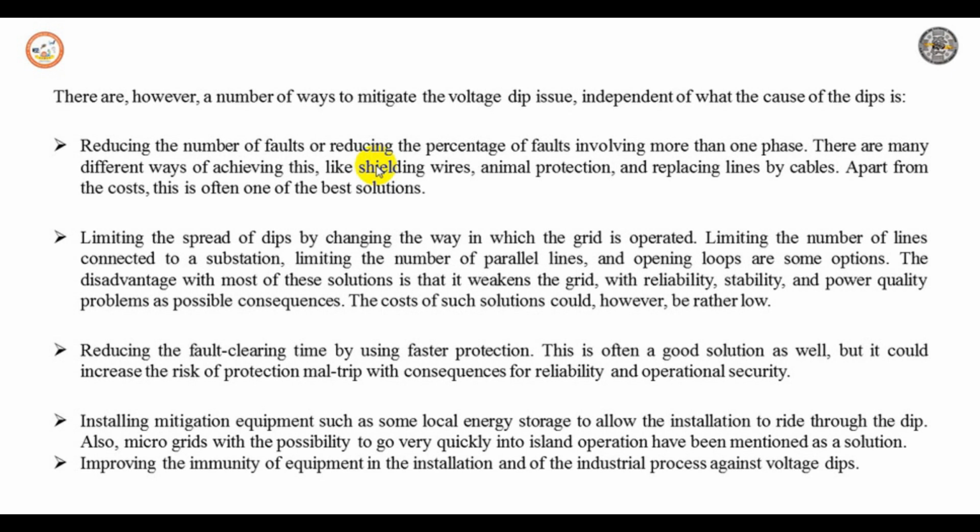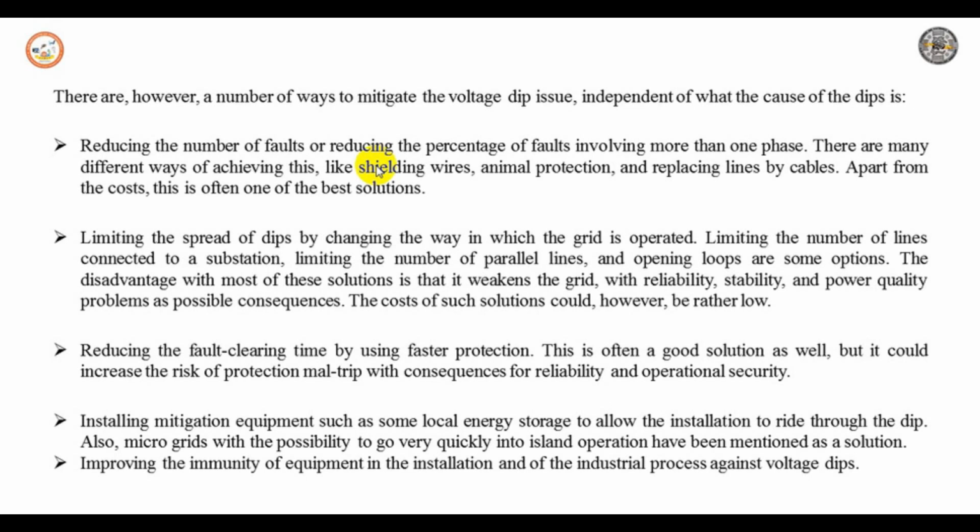The disadvantage with most of these solutions is that the grid will become weaker. The reliability and stability of power quality cause some problems regarding this. The cost of such solutions could, however, be low. Reducing the fault clearing time by using fault protection is also a good method of reducing voltage dips.